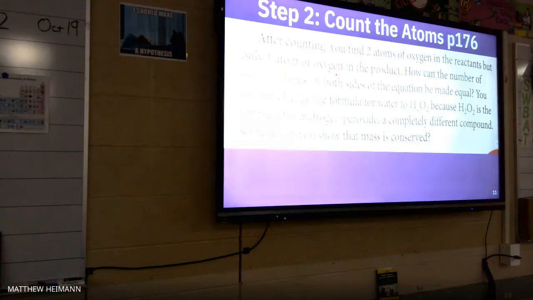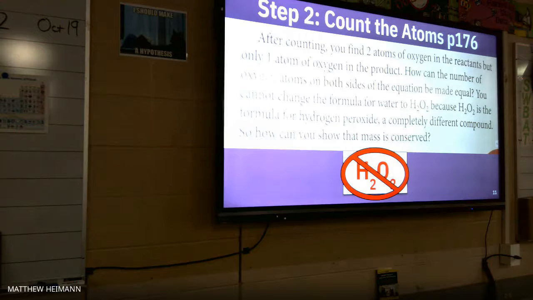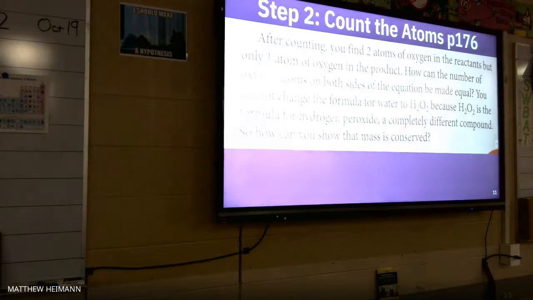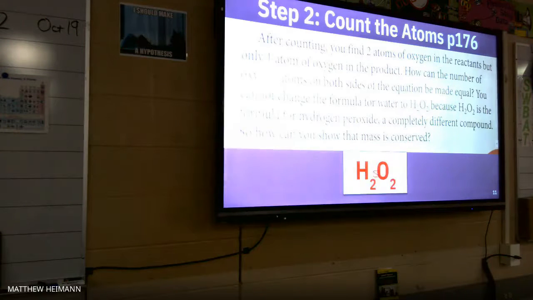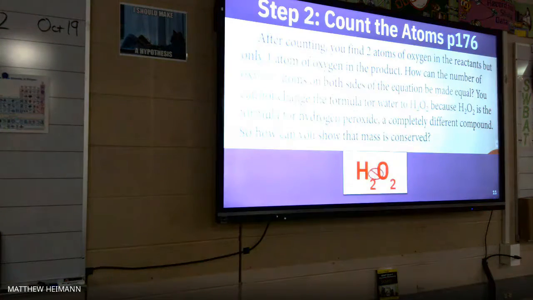After counting, you find there's 2 atoms of oxygen in the reactants, only 1 atom of oxygen in the products. How can the number of oxygen atoms on both sides of the equation be made equal? You cannot change the formula for water to H2O2, because H2O2 is the formula for hydrogen peroxide, a completely different compound. So how can you show that mass is conserved? Before we move on, isn't this the most amazing thing? Wait for it. Bam. Pretty magical.